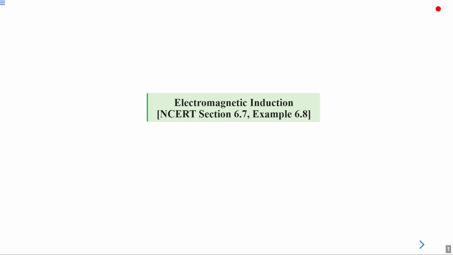Hello students. So today we are going to discuss electromagnetic induction, NCERT section 6.7 and example 6.8.